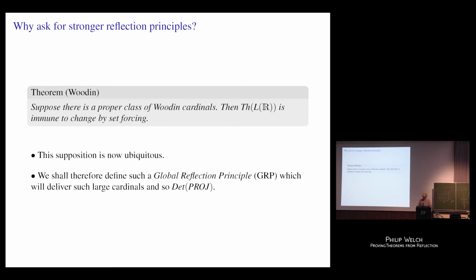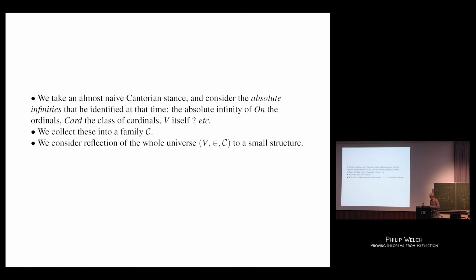But this supposition that there are at least infinitely many Woodins, or class many Woodins, is now pervading more and more papers and results in set theory, if you actually look. So what we want is some kind of global reflection principle that will deliver this proper class of gadgets to us. So what we're going to do is take a sort of almost naive Cantorian stance, right?